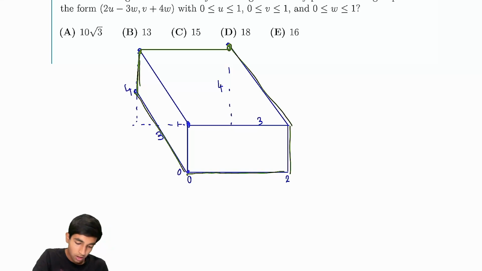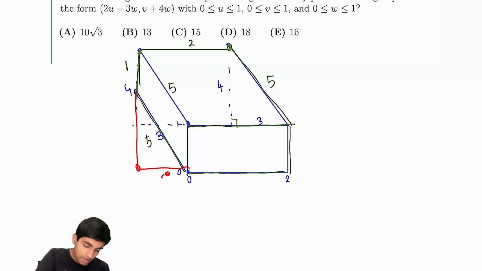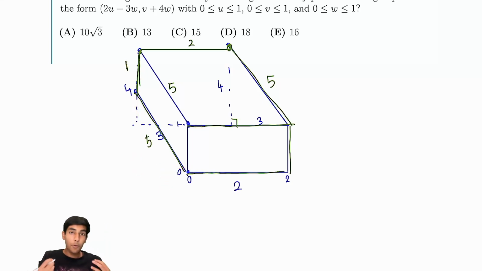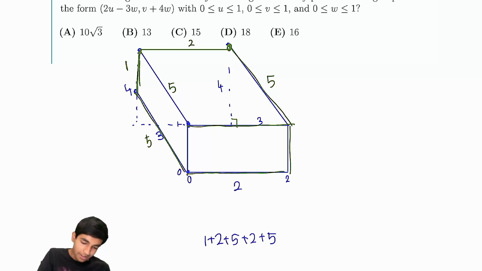So now we just find the perimeter of this region. And that's not that difficult because 3, 4, 5. This side will just be translated up, so that's going to be 2. This is also going to be 5. That's just going to be 1. This is going to be 5 again, by just the Pythagorean theorem, right? 4 and then 3. And this is just going to be 2. So our perimeter is just 1 plus 2 plus 5 plus 2 plus 5, which is 16.